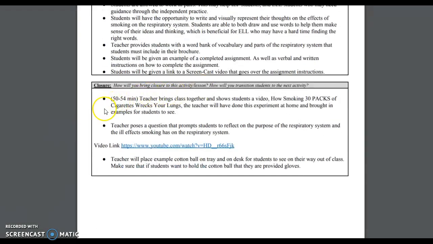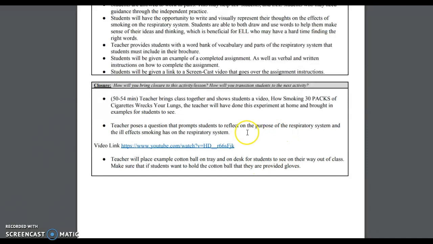And then we have the closure. So the teacher brings the class together and shows a video about an activity that we couldn't really do. It's because it involves actual cigarettes and a lighter. So the teacher is just going to show a video of it and show the material and lay it out beforehand, so students can just see it on their way out of class.